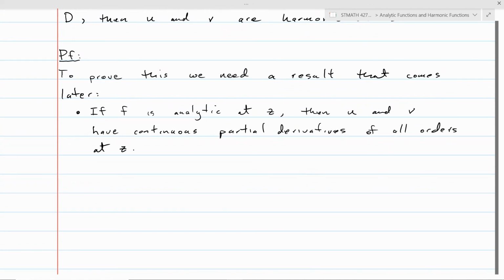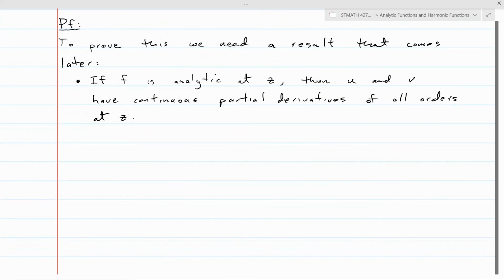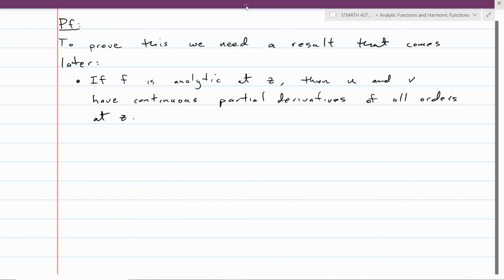From the 4th chapter in the book, there's a theorem that guarantees that if f is analytic at a point, then the component functions u and v have continuous partial derivatives of all orders. So you can look at u_xx or u_xy or u_x ten times, that sort of thing. It doesn't matter how deep you go with those partial derivatives, they always exist and they're continuous for an analytic function. That's a little bit of a cheat, but that's what we need to prove this. So, going ahead with this proof with that big assumption.